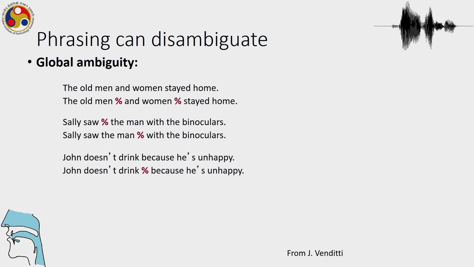And then John doesn't drink because he's unhappy. John doesn't drink because he's unhappy. Let us see how the chunking works for these different sentences.